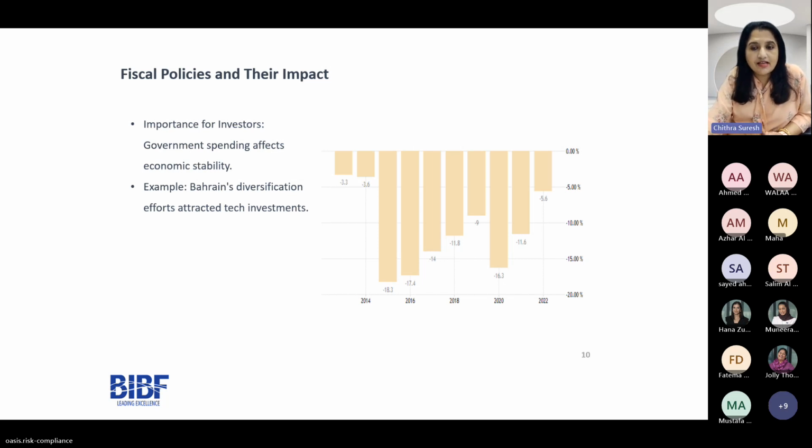Macroeconomic indicators help us in risk assessment. We normally use these indicators to assess the level of risk associated with a particular investment. So a robust understanding of these indicators helps us to mitigate risk and make more informed decisions. They also help us in understanding when should I invest, the timing and the strategy.